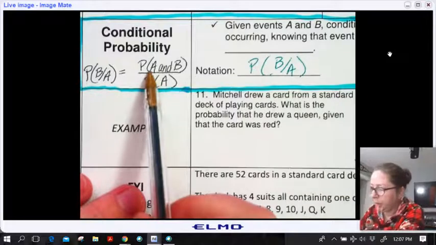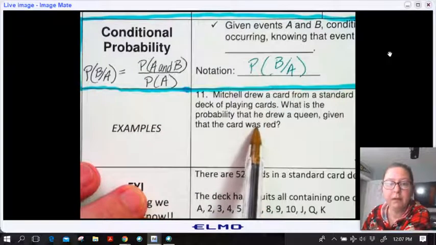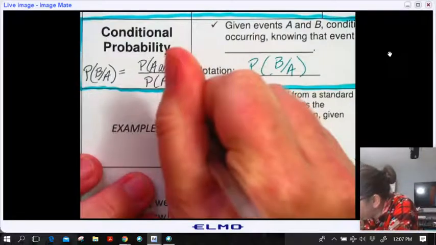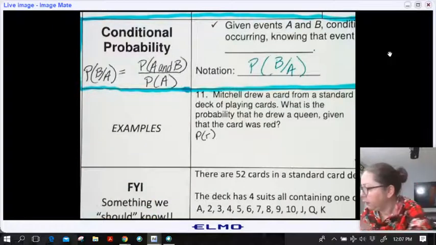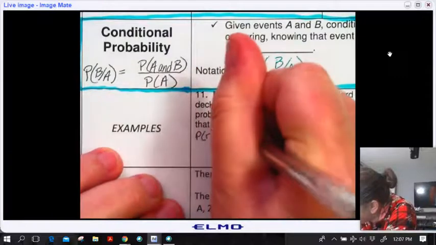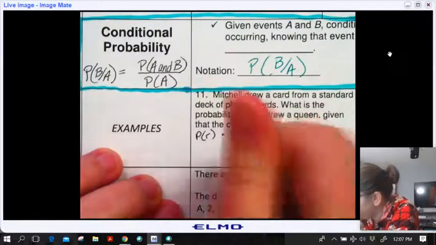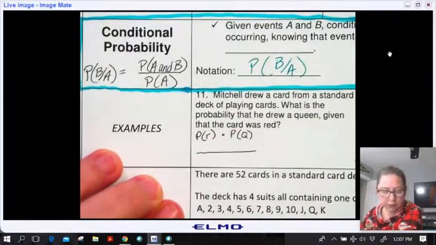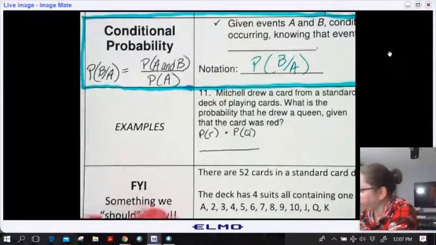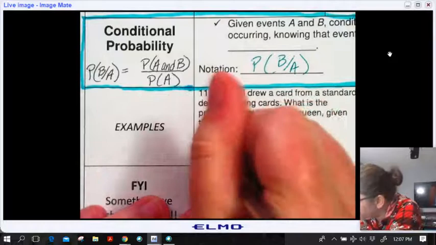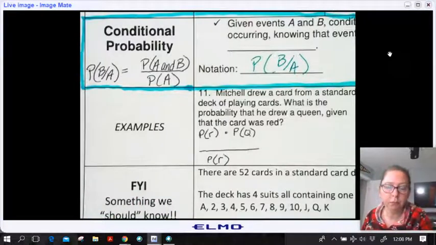So, probability of event A happening, something that already happened, is that the card was red. So let's do the probability of a red card times the probability of a queen divided by, I'm trying to squeeze all this in, divided by the probability of event A, right? Given that A already happened. So down here is going to be the P of R again. So let's go ahead and plug in our numbers.